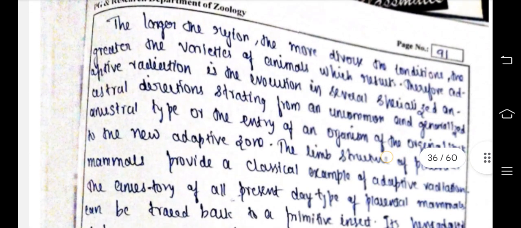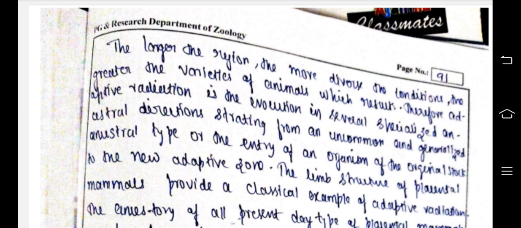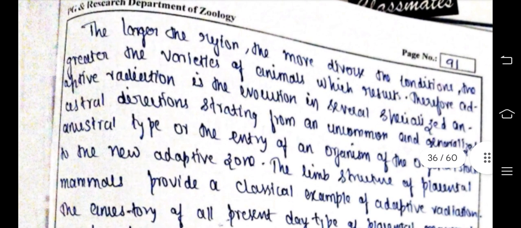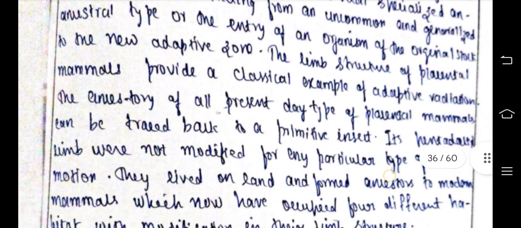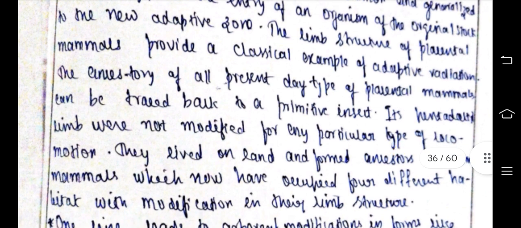Significance. The larger the region, the more varied the conditions, the greater the variety of animals. Therefore, adaptive radiation is the evolution of several diverse types from an uncommon and generalized ancestral type. Mammals provide a classical example of adaptive radiation. The ancestry of all present-day types of mammals can be traced back to a primitive insectivore.